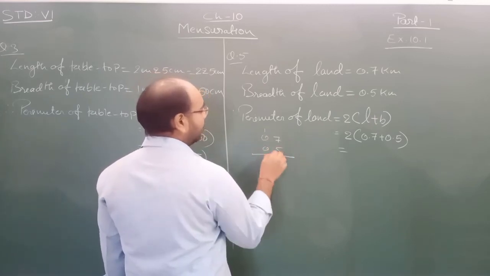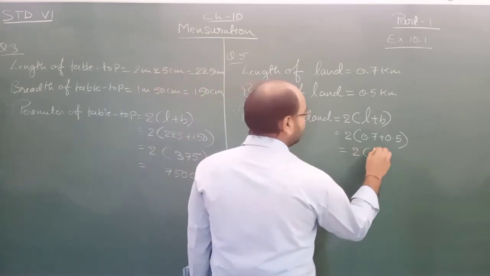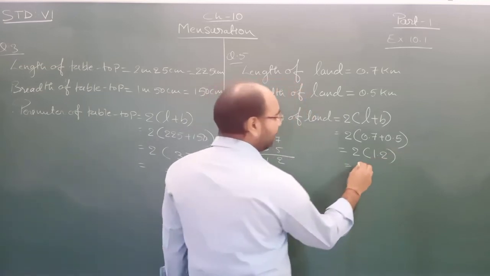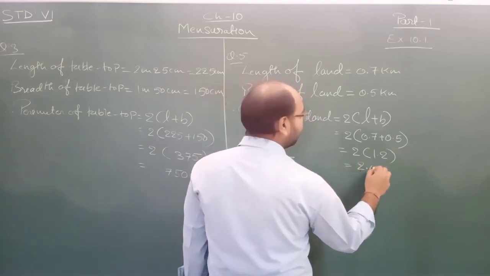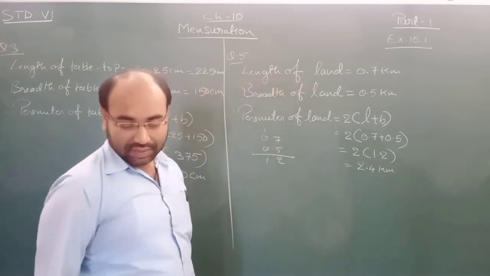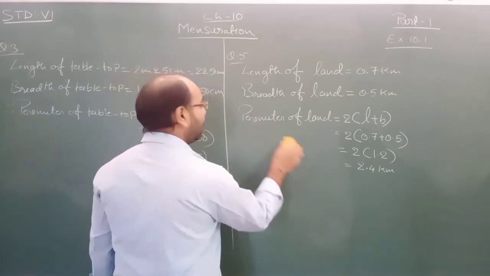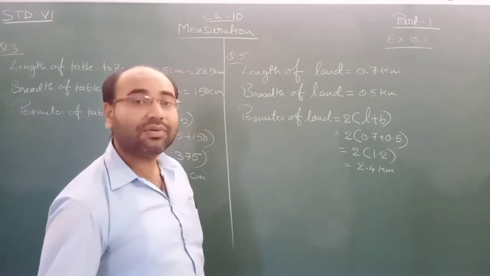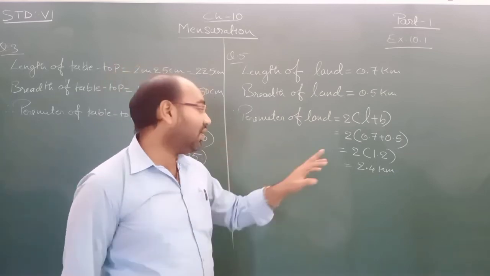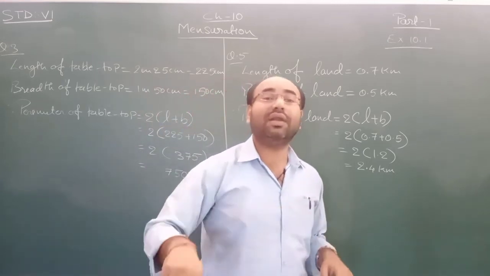So when we will add 0.7 and 0.5, so 12, it will come as 1.2. So 2 into 1.2, and 12 2s are 24, so कितना हो जाएगा, 2.4 किलोमीटर. ये जो पेरीमीटर मिला, this perimeter is just for one round. Like that we have to wire fence it for 4 rounds लगाना है. जब भी हम पेरीमीटर फाइंड आउट करते हैं, that is just for going one time.